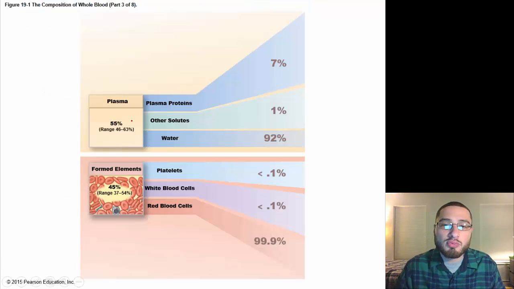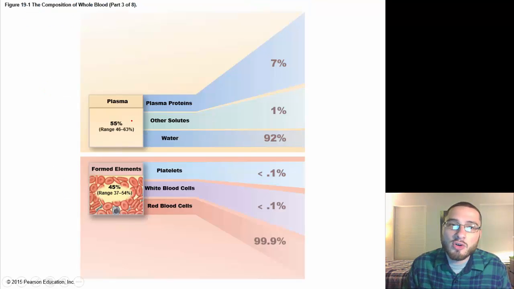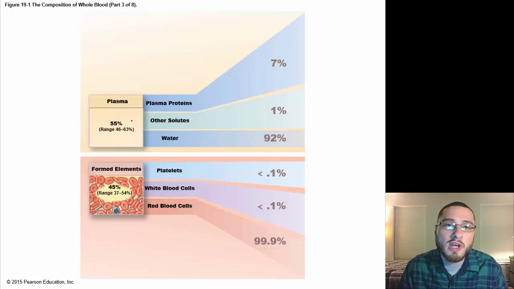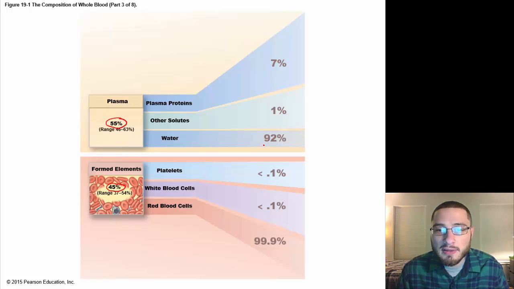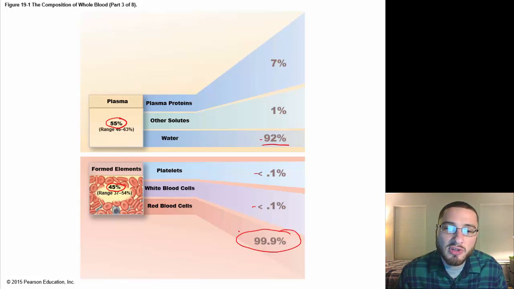If we were to break down the composition of the whole blood, the plasma makes up about 55% of that whole blood, and the formed elements, or the cells, make up about 45%. Within that plasma, it's mostly water, 92%. So of that 55%, 92% of it is water. And in the formed elements, we have some platelets and some white blood cells, but really 99.9% of it is the red blood cells.